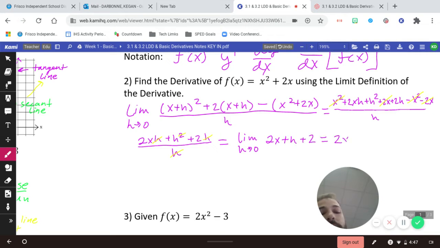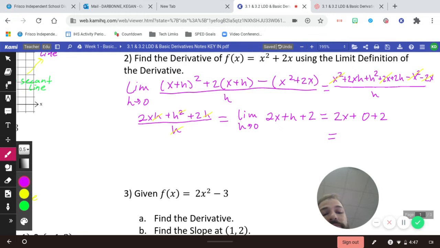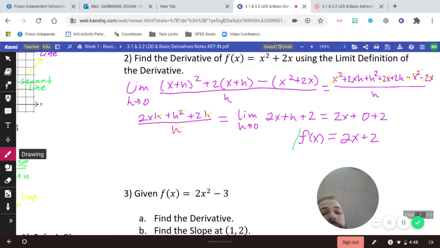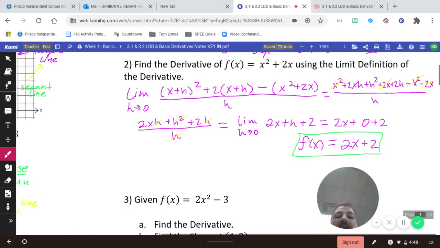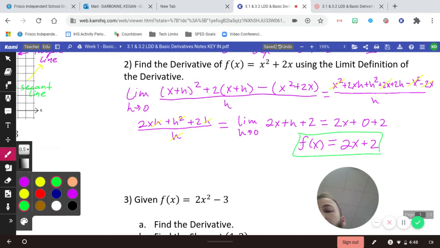I plug in my 0. Ooh, that's a terrible 0. And then I get my final equation: 2x plus 2. So f of x is x squared plus 2x. F prime, which is a bad prime, is 2x plus 2. Okay.